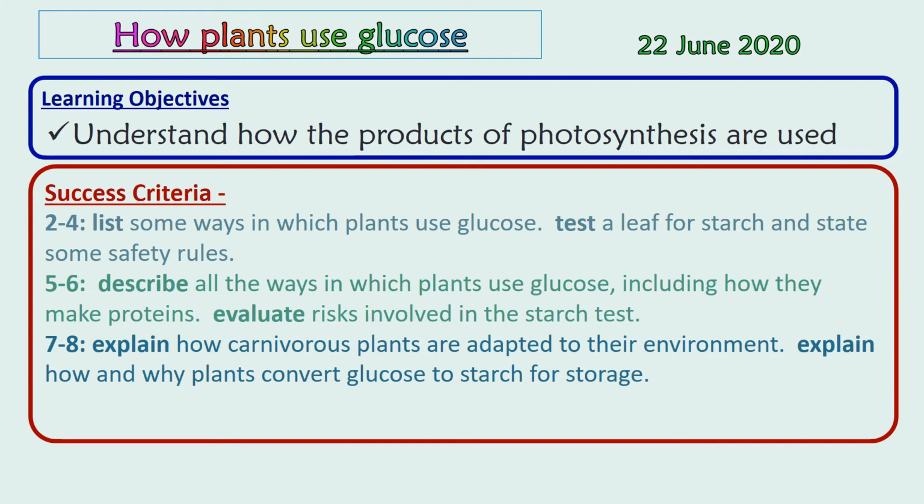And for 7 to 8, explain how carnivorous plants are adapted to their environments, and explain how and why plants convert glucose to starch for storage. So that is what we're going to be covering in this.